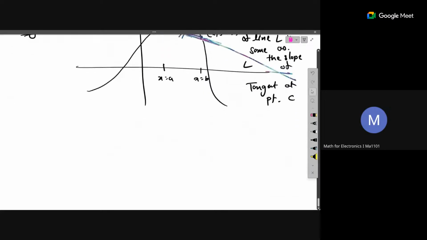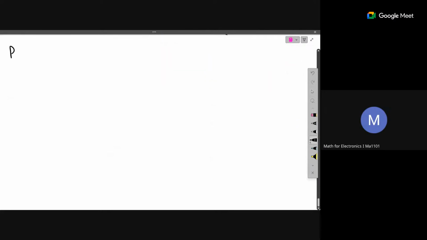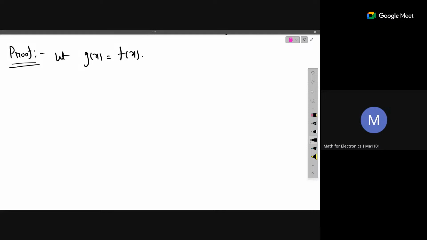Now let's try to prove it. We use Rolle's theorem to prove the mean value theorem. So what we do is consider a particular function and then apply Rolle's theorem over that function. So what is this function? Let us say that g(x) is a function given by f(x) minus the quotient (f(b) minus f(a)) by (b minus a), times x.